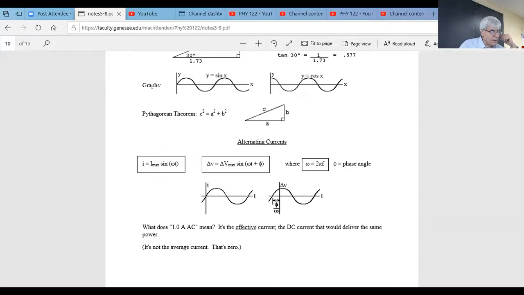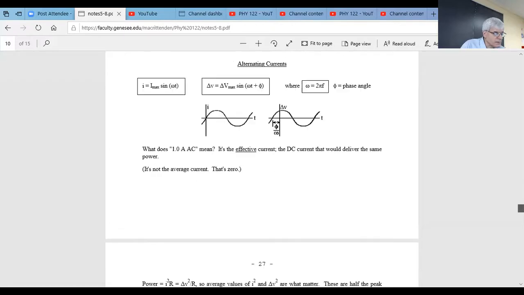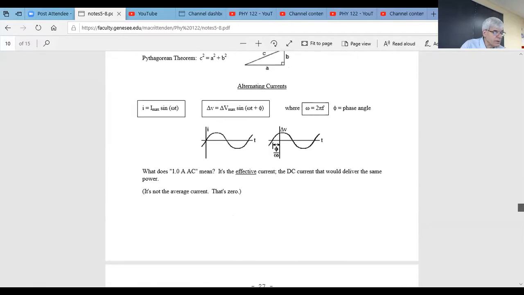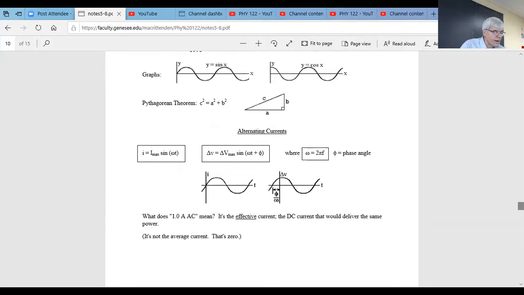So down there at the bottom of the page, it says, what does 1 amp of alternating current mean? Well, here's what it doesn't mean, first of all. I think this continues on the next page. Let's see. No, I get into power over there. Well, first of all, it does not mean the average current, okay?